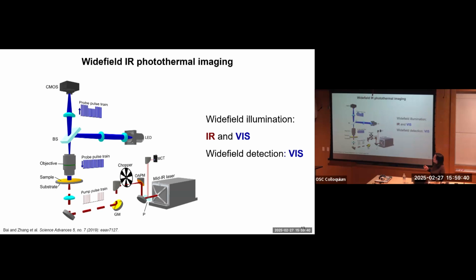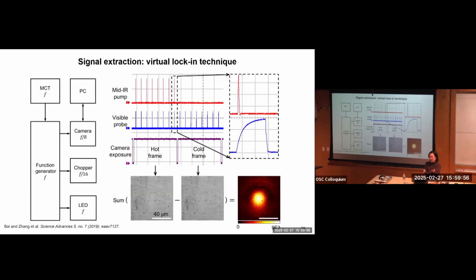So by detecting the difference between the hot and cold frame, we can create a chemical specific imaging on our sample. Because in the wide field geometry, we don't have a multi-element lock-in amplifier for us to extract the signal. So we carefully design a technique called virtual lock-in technique, which basically is we design the electronic synchronization between different instruments. We'll use a function generator as a master trigger to trigger our probe source, our infrared source, our detectors.